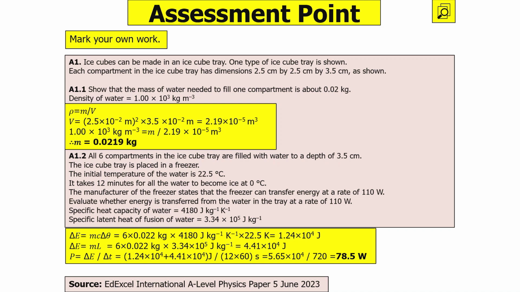The energy required to change state as it freezes is ml. So we pop that in and we work the answer through to be 4.41 times 10 to the 4 joules. Now remember, in both cases, there are 6 ice cubes, so you've got to multiply both values by 6.